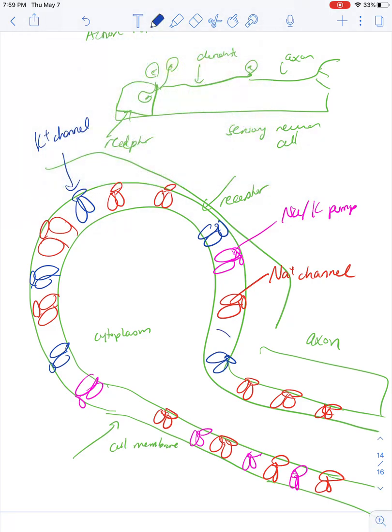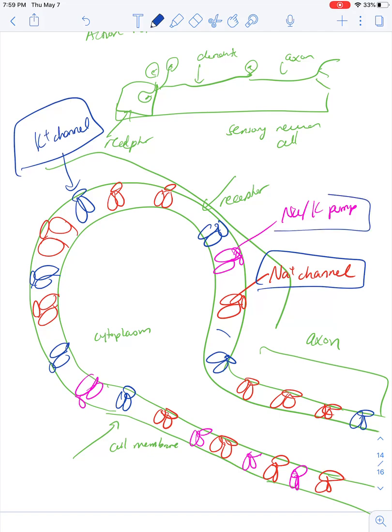Now, the thing that you guys got to know here is these channels are exclusive. If it's the sodium channel, that means the sodium channel only allows sodium in. If it's a potassium channel, the potassium channel only lets potassium in. And if it's a sodium-potassium pump, it means it's pumping both sodium and potassium, right? So that's what the channel names mean. They correspond to what they're transporting.